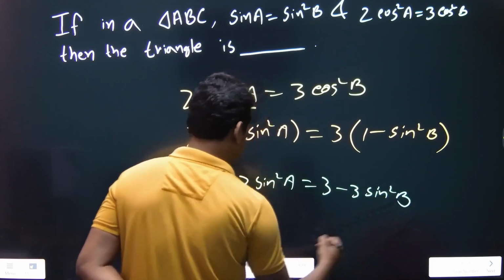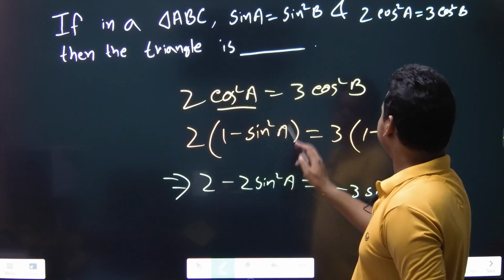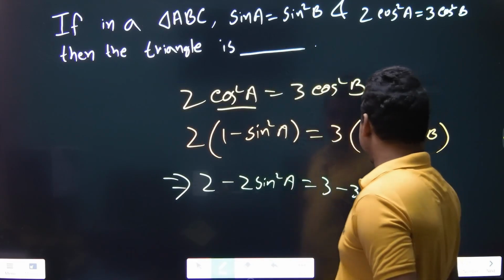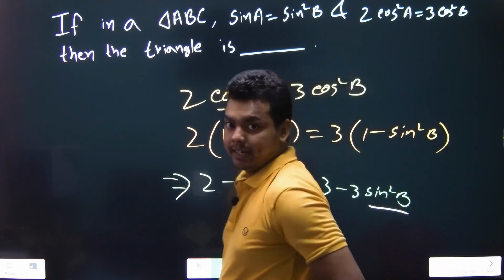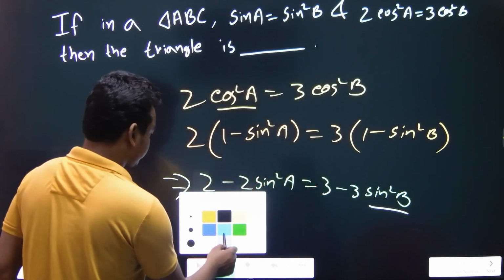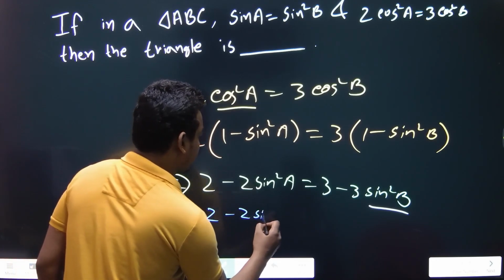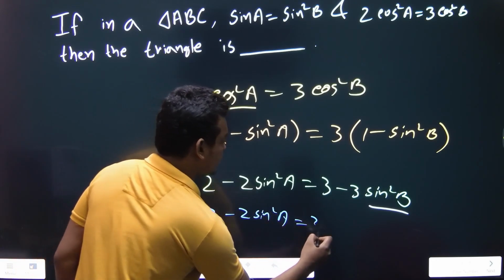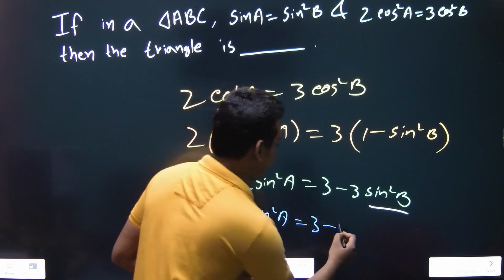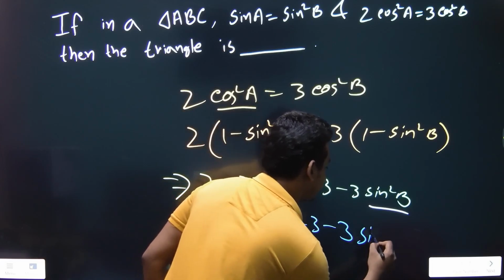Yes or no? Now see, here it is given sin squared B is equal to sin A. So instead of sin squared B, I can write sin A, right? Yes or no? So I am writing here 2 minus 2 sin squared A is equal to 3 minus 3 sin squared B, and sin squared B means sin A. So I am writing sin A.